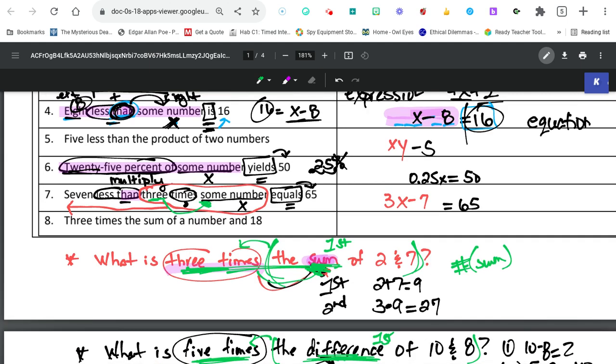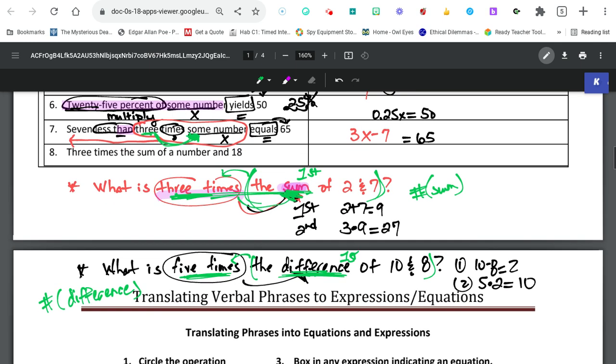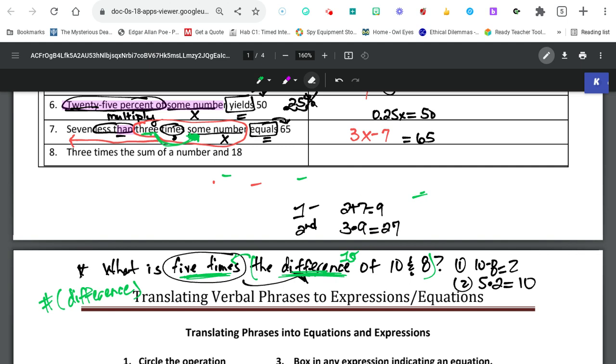But again, it's different from number 7. On number 7, it's not 3 times some sum or difference. It's just straight 3 times some number. So that's why I don't have to use parentheses. I hope that makes sense. If it doesn't, pause the video and let me know. Right, I'm going to erase this.